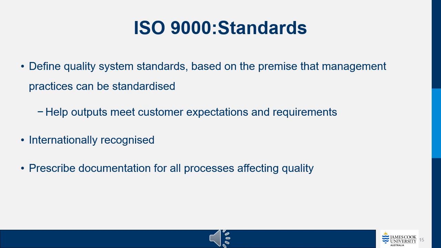ISO 14000, on the other hand, provides guidelines for an environmental management system. It's designed to help business organizations reduce their environmental impact and comply with environmental regulations. This covers areas such as waste management, energy consumption, and pollution prevention, among others. It provides a framework for organizations to identify and manage environmental risks and opportunities.